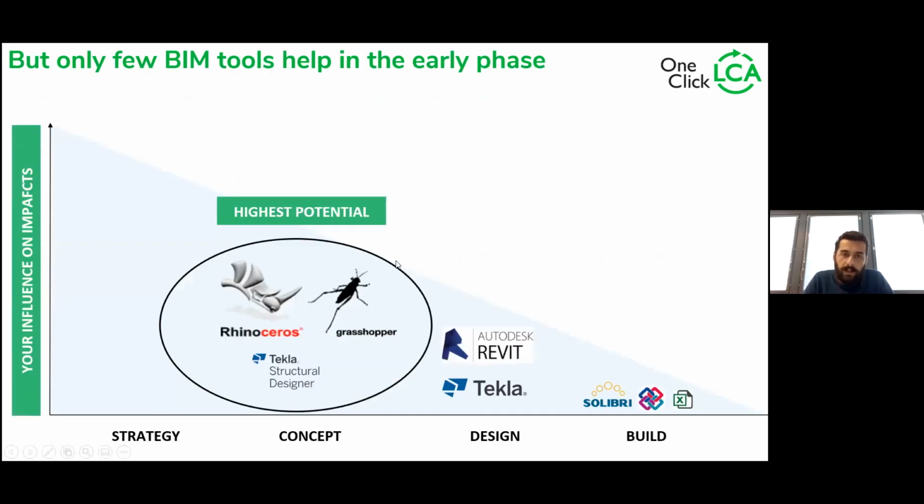That being said, there are only a few BIM tools that can actually help in the early phase that do not require a lot of details to fully function. And these are primarily Rhino and Grasshopper. Rhino is much more straightforward. Grasshopper might be more advanced, but both of them combined with Carbon Designer can help us reduce our embodied carbon at the early stages quite effectively.